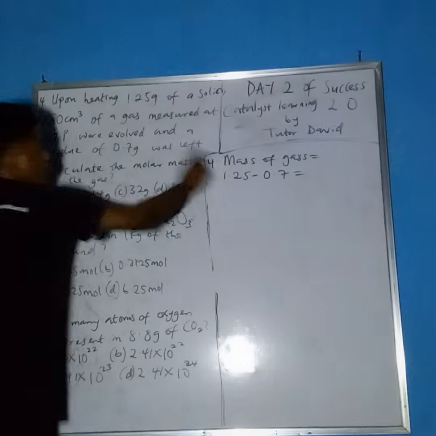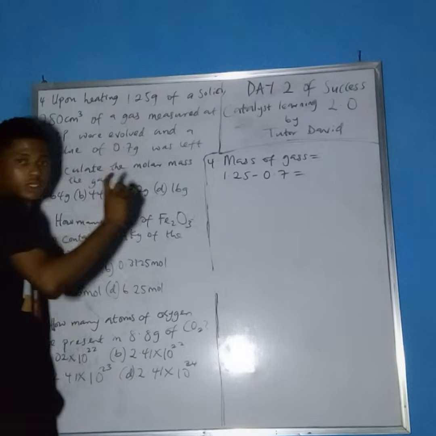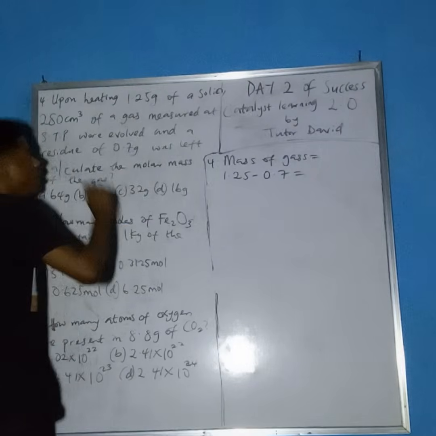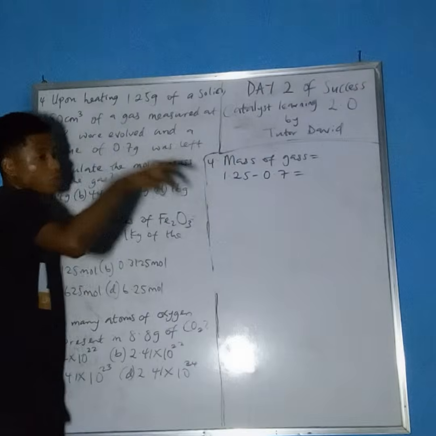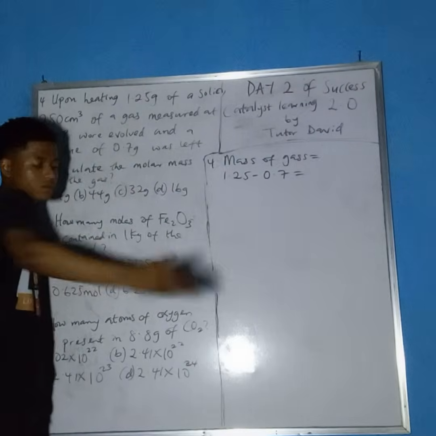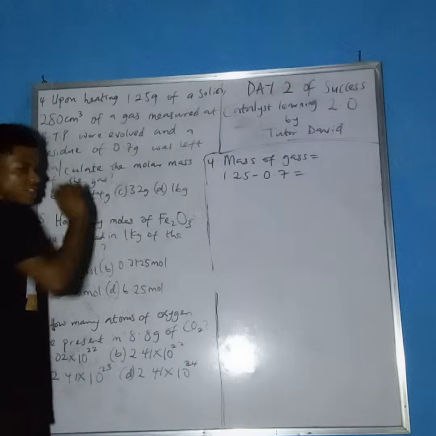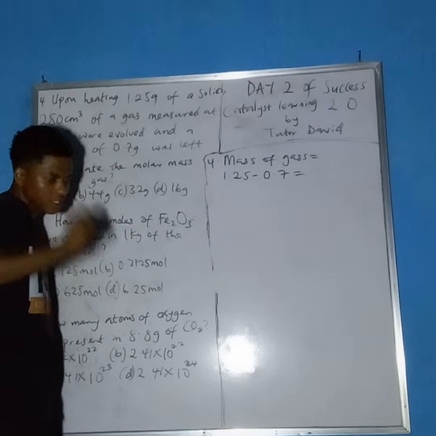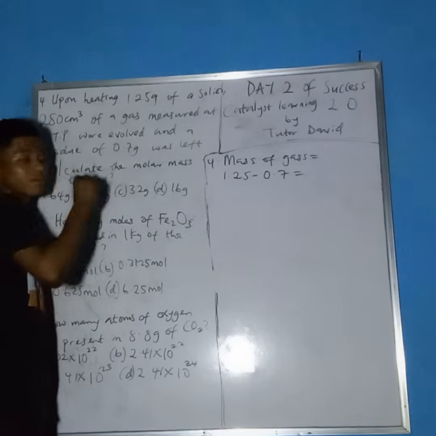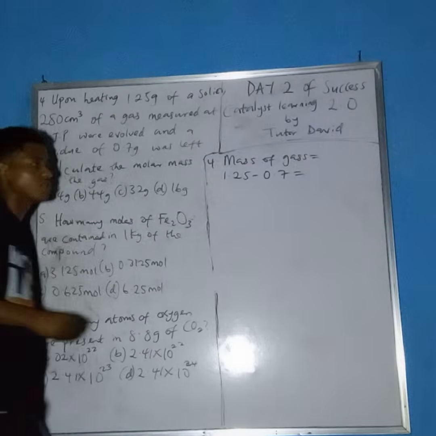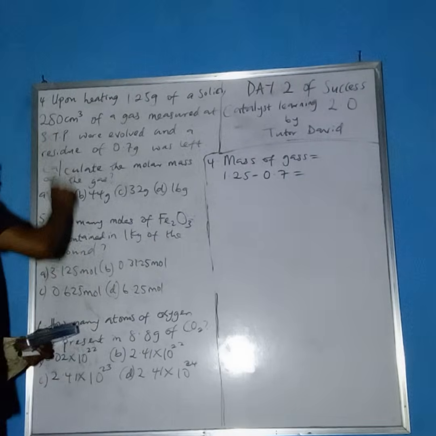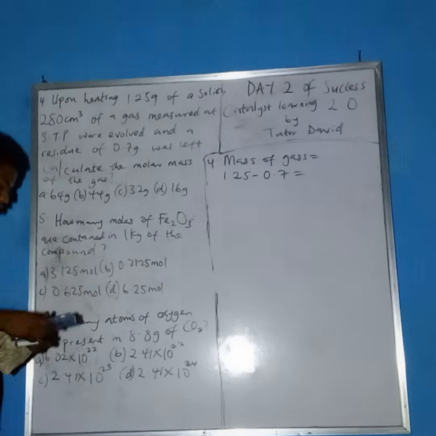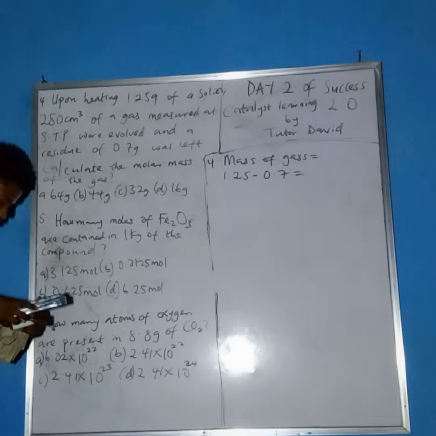So I said since the solid is 1.25 gram as the initial mass, then after it sublimed, it had a residue. The remaining mass was 0.7 gram. But that is not the mass of our gas. To get the mass of our gas, we have to subtract 0.7 gram away from 1.25 gram. So to do that, this now is 1.25 minus 0.7.